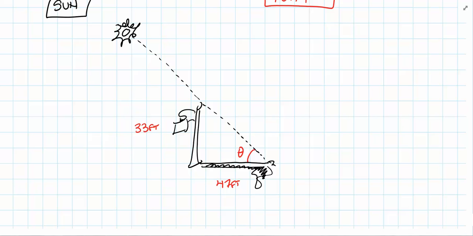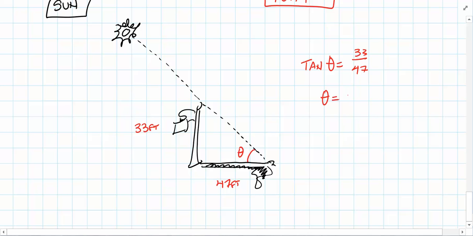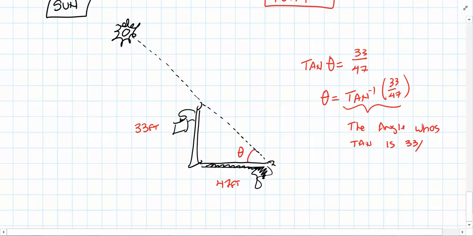Well, we can calculate that using trig. We can say, all right, the tangent of my angle must be the ratio of 33 to 47, which is the opposite over the adjacent. But I'm not interested in the tangent of my angle. I actually want the angle itself. So the angle itself must be equal to the inverse tangent of 33 over 47. This part says the angle whose tangent is the ratio of 33 to 47.